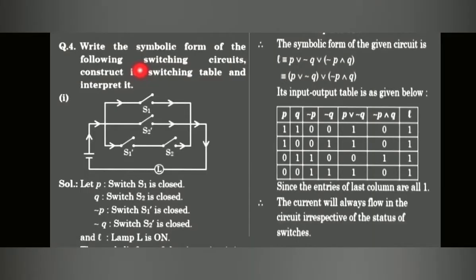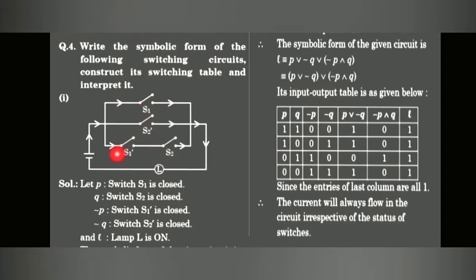Question number 4. Write the symbolic form of the following switching circuits. Construct its switching table and interpret it. Here this is the circuit; write the symbolic form of this circuit, its switching table and interpretation. Here write down the solution.